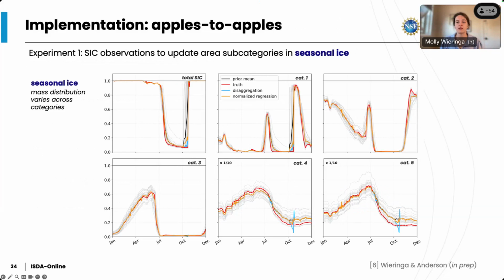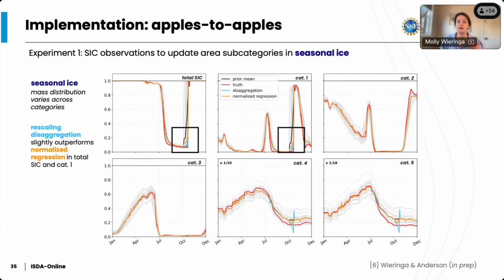In these plots, the red line represents the target true state, the black line represents the prior ensemble mean, and the orange line represents the posterior ensemble mean when we used our normalized regression method to update the state. The blue line presents a comparison to a posterior mean when rescaled disaggregation was used to update the state. And the adjustment to the total sea ice concentration is shown on the top left, with the updates to each of the individual subcategories progressing from left to right.